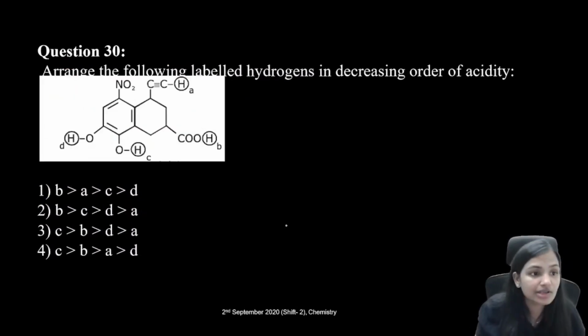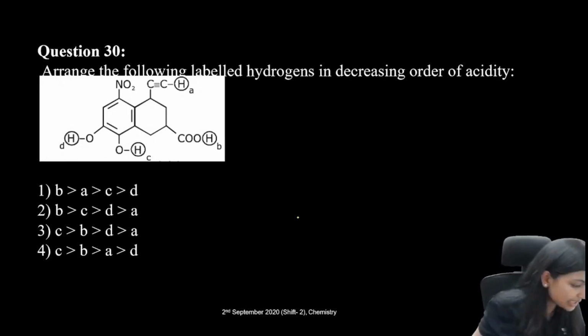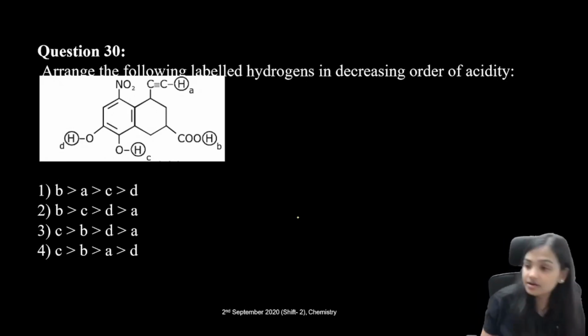Another question for you all is question number 30. Arrange the following labeled hydrogens in the decreasing order of their acidity. Now the question is about the acidic strength. Do this.